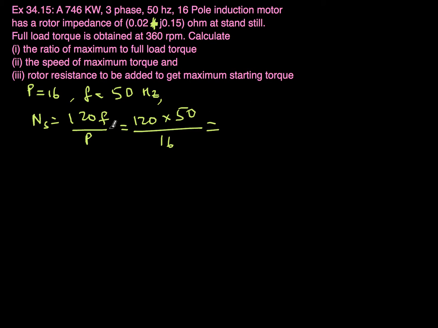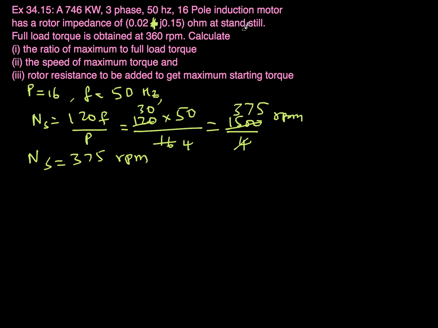Okay. So what is the division? 4 goes 30 times, 4 goes 4 times. So 1500 divided by 4, 4 3s is 12. One more 30, 4 7s is 28, 24 5s. Okay. So 375 RPM is the synchronous speed. So NS is 375 revolutions per minute.